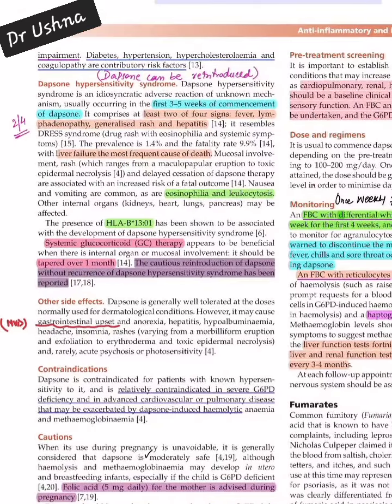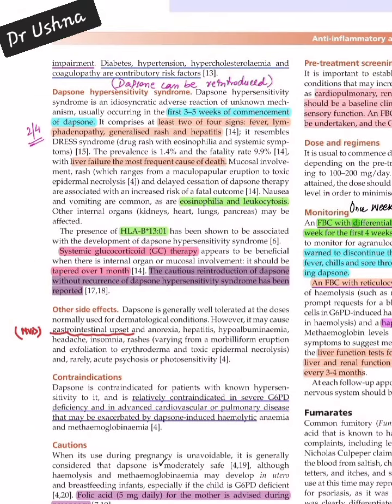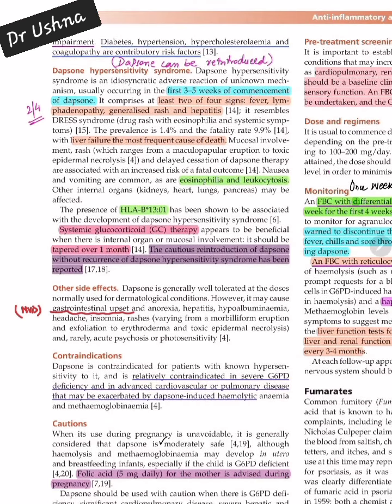And yes, this is very important: dapsone hypersensitivity syndrome. Many times this is a viva question: what is dapsone hypersensitivity syndrome? Basically, it commences within the first month of starting dapsone, within 3 to 5 weeks, and it has 4 cardinal features. If your patient meets 2 out of 4 criteria, it is labeled as dapsone hypersensitivity syndrome. What are the 4 features? There is going to be fever, lymphadenopathy, generalized rash, and hepatitis.